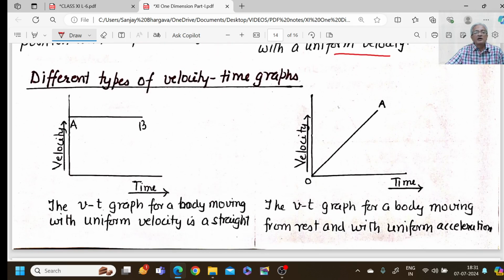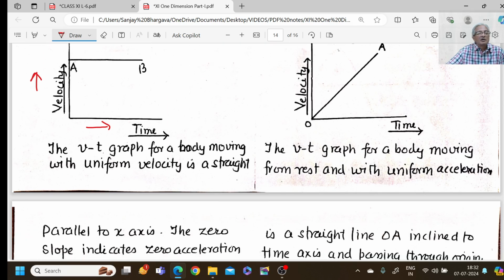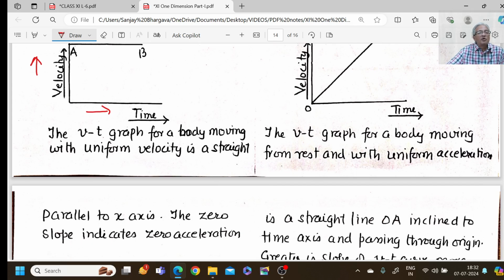Let us have a look at some velocity time graph. On this axis we have velocity, on this axis we have time. What does the VT graph show? The VT graph shows a body moving with uniform velocity, and that comes out to be a straight line. It's parallel to x-axis. The slope is zero. That means the body has zero acceleration. It's a case of uniform motion.